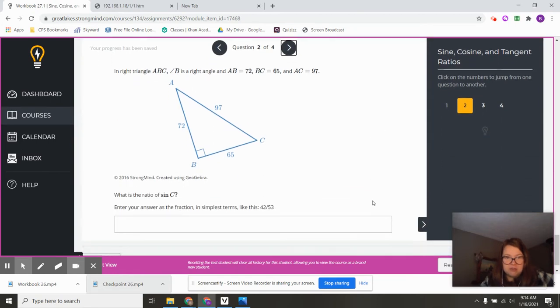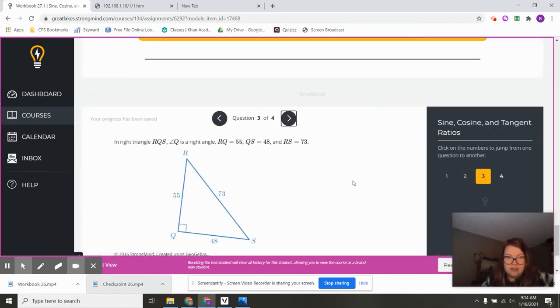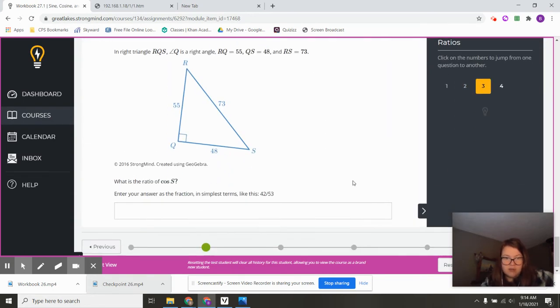Then right here, we are supposed to do the ratio of the sine of c. So here's c. The opposite is 72. The adjacent is 97. So it'd be 72 over 97. Then let's double check. 72 over 97. Yep. Okay. And then right triangle, we have all this stuff. What is the cosine of s? So here's s. The adjacent is 48. The hypotenuse is 73. So it's 48 over 73.